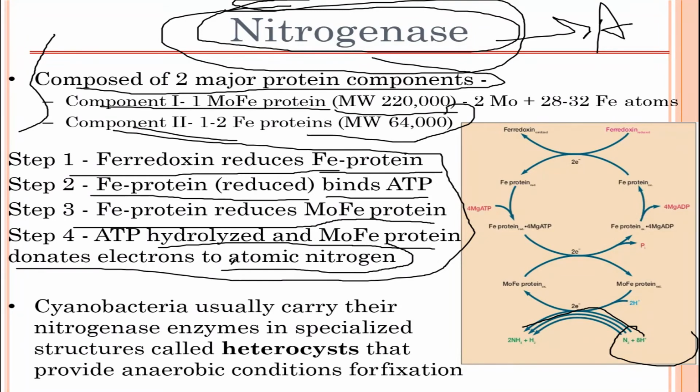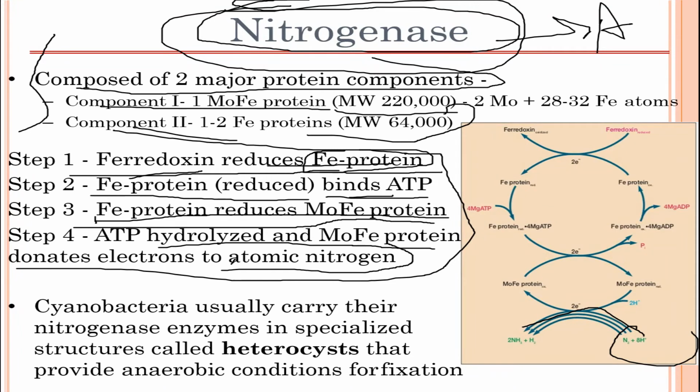So basically it just starts with a reduction of Fe protein. Ferredoxin reduces Fe protein, and this reduced Fe protein binds to ATP. So this reduced Fe protein, which has just been reduced, helps in the binding to ATP. Alright, and the third step is the Fe protein reduces MoFe protein as well, or molybdenum-iron protein. So this does the job again. So basically it first binds to ATP and then it reduces MoFe protein.